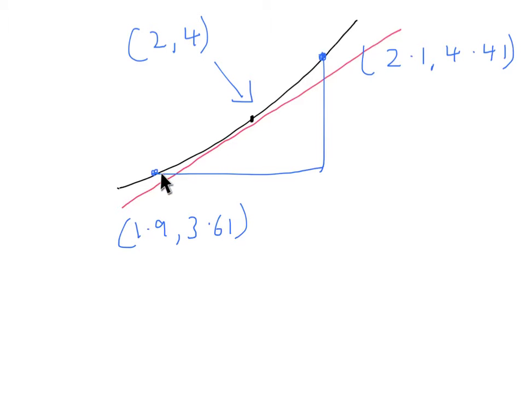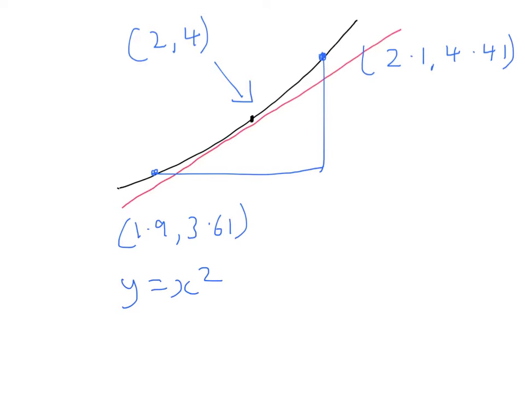So I could take a smaller gap. Instead of going from 1 to 3, I could go from 1.9 to 2.1. I know that's 3.61 because 1.9 squared is 3.61. The equation of the line, remember, is y equals x squared. So if I square 1.9 I get 3.61. 2.1, that's 4.41, because if you square 2.1 it's 4.41.